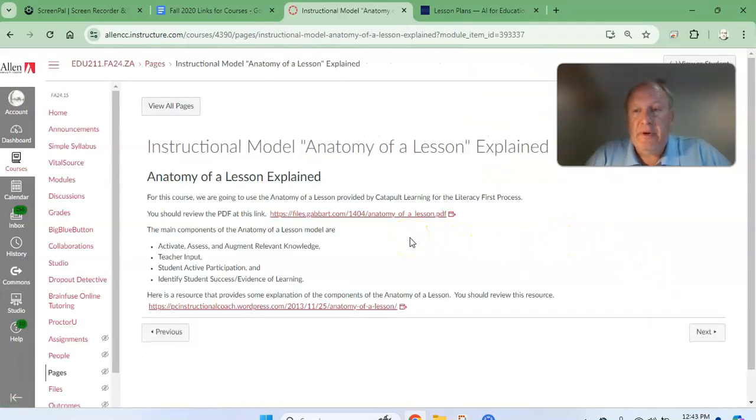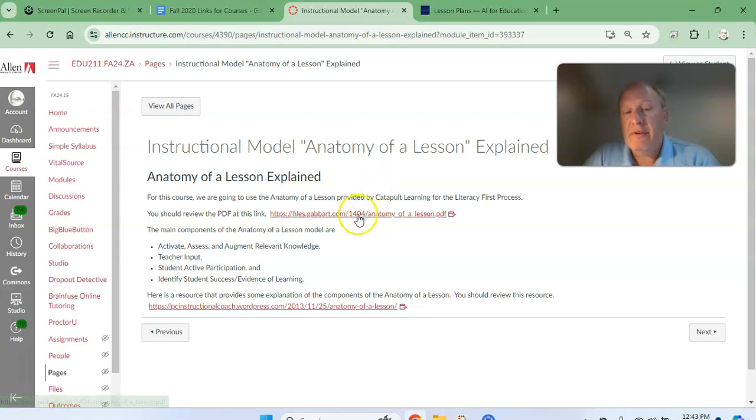So the first part, we're going to talk about the anatomy of a lesson. This is going to be our instructional model that we're going to utilize for this course. Now, many of you, this is your first education course, so you don't have a lot of background in lesson plan development, things like that. So we're going to use an instructional model called the anatomy of a lesson. That's kind of our basis for the work we're going to be doing.